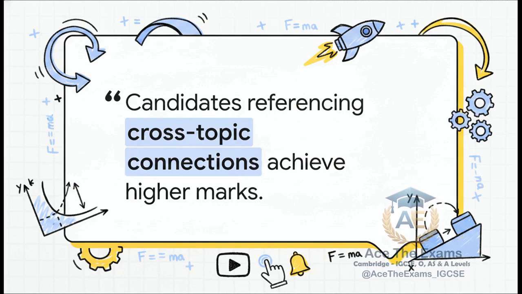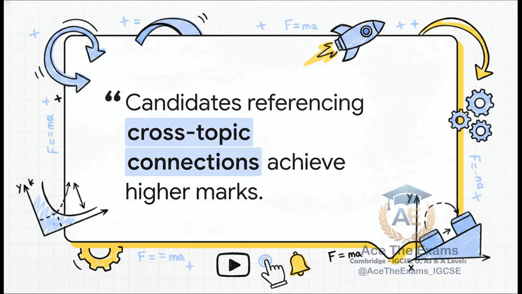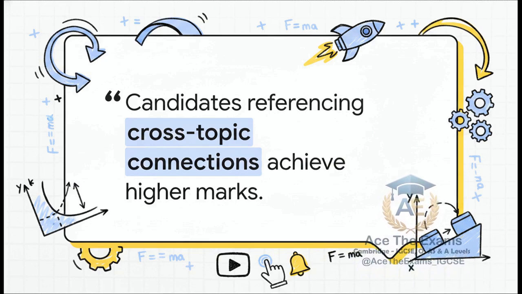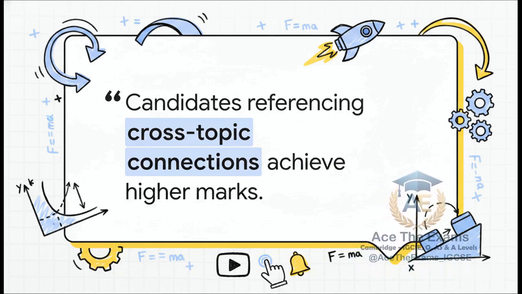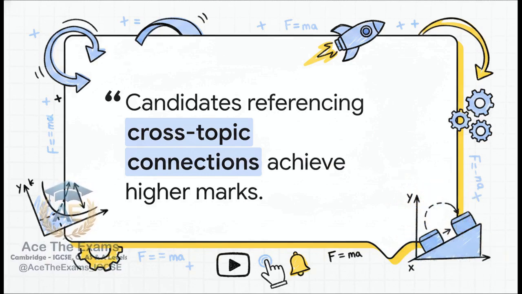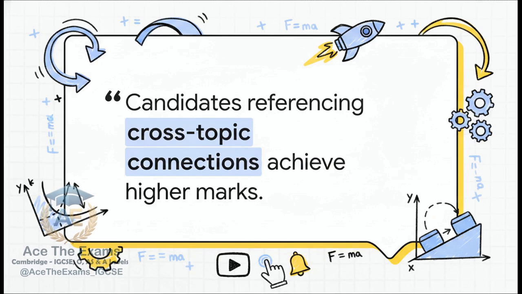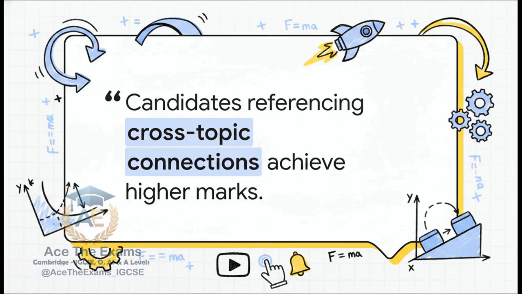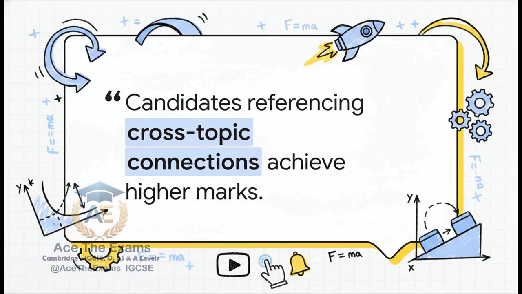The examiners are explicitly telling you that when you connect topic 4.4 with, say, kinematics, using your constant acceleration formulas, your SUVAT equations, alongside your force equations, your mark potential absolutely skyrockets. They want to see that you understand the mathematics ecosystem as a whole, not just isolated formulas. If you can find the acceleration using kinematics and then plug that acceleration into your F equals ma equation to find the unknown tension, you are demonstrating a master-level understanding.